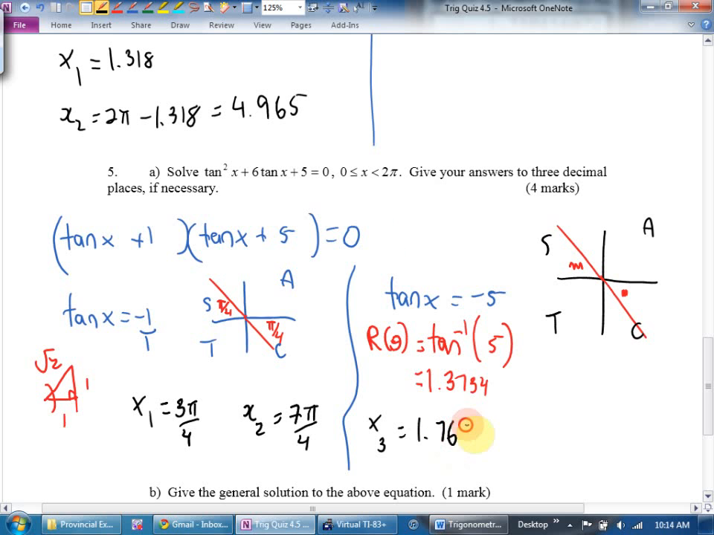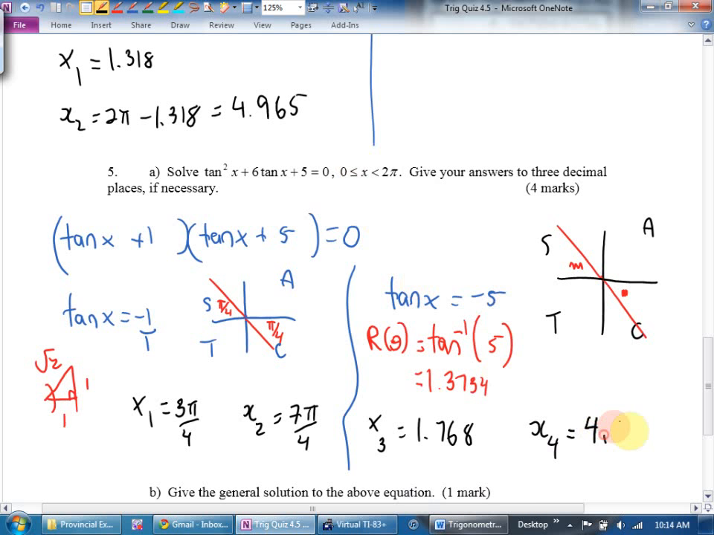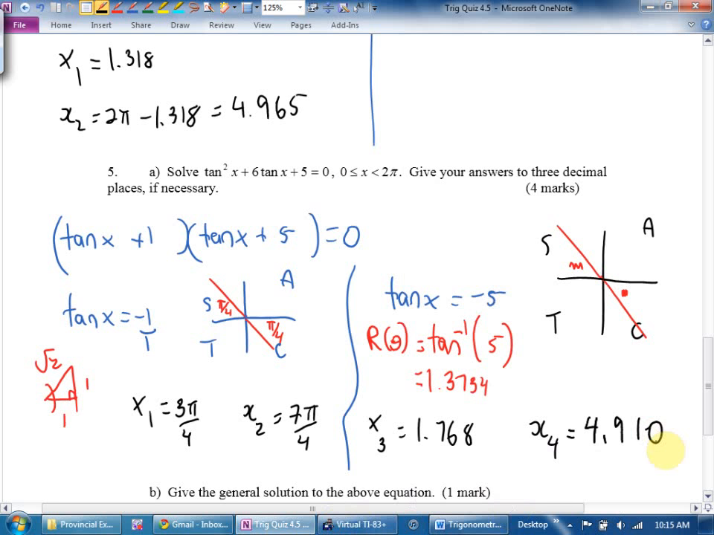Is that right? And my second angle is going to be 2 pi minus 1.3734. I guess I could have just gone second function. Anyways, 4.910 if I round off properly. Yes, I think that works. Do we have to have a zero there? No, but I did because it's three decimal places.